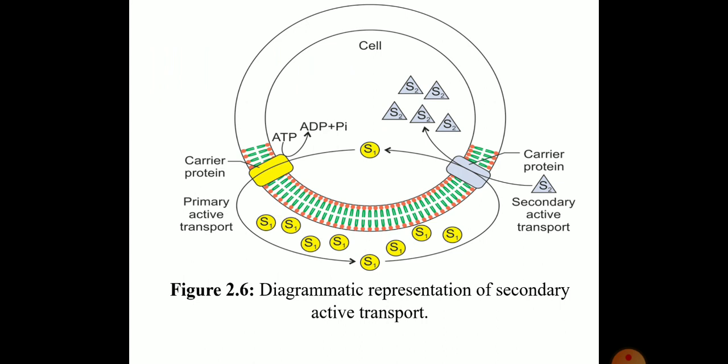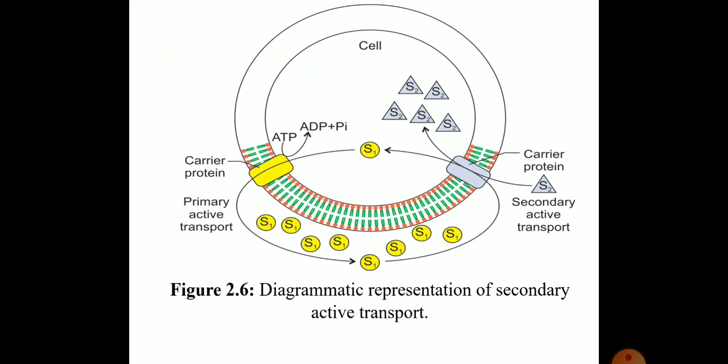Here S1 is primary active transport and S2 is the secondary active transport. S1, by utilizing the energy produced by hydrolyzing of ATP and a carrier protein, is pumped out of the cell. So it is a primary active transport mechanism. S1 may be considered equal to sodium. Sodium, which is present extracellularly and is the result of the primary active transport, is being utilized by the secondary active transport system.